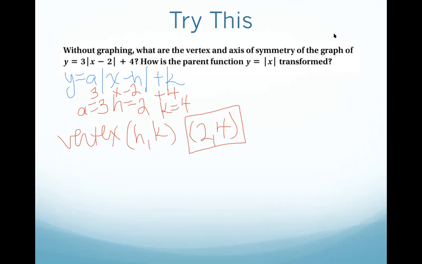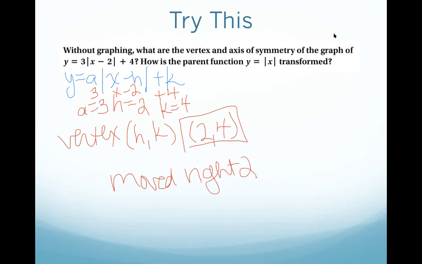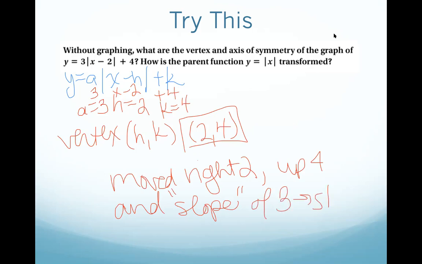And how is it transformed from the parent function? It is moved right 2 and up 4, right? In order to get to the point 2 comma 4, we've got to go right 2 and up 4, and slope of 3. So this is steep. We can say this is a vertical stretch by 3.